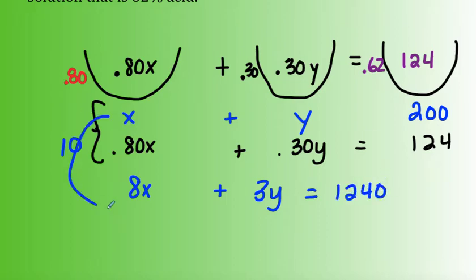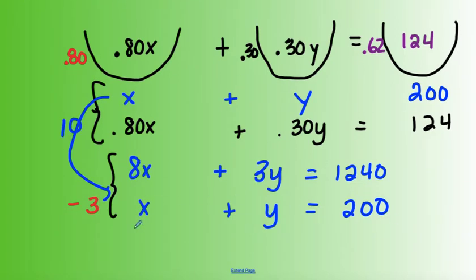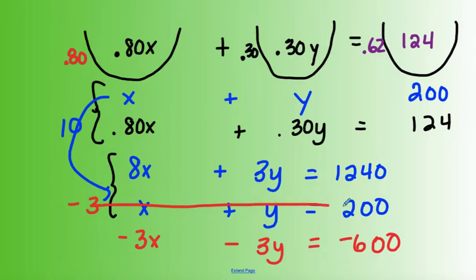I'm going to bring this one down below it because I'm always neat about that. All right. So now I'm going to use my new system, which is right here. I'm going to multiply the bottom equation by -3, and that's going to give me -3x minus 3y equals -600. All right, so this one goes away. And now I'm prepared to add these equations together.